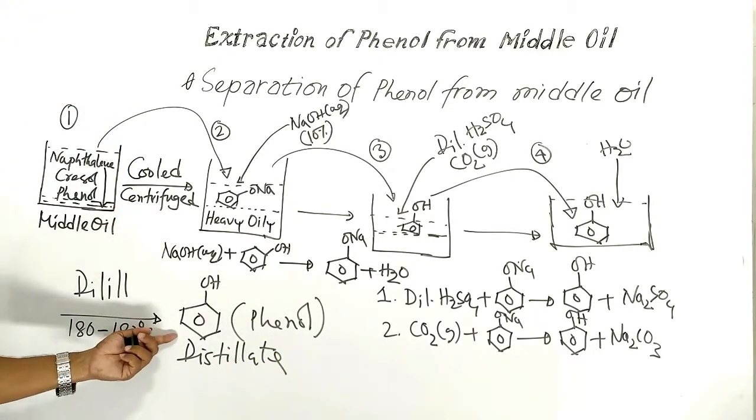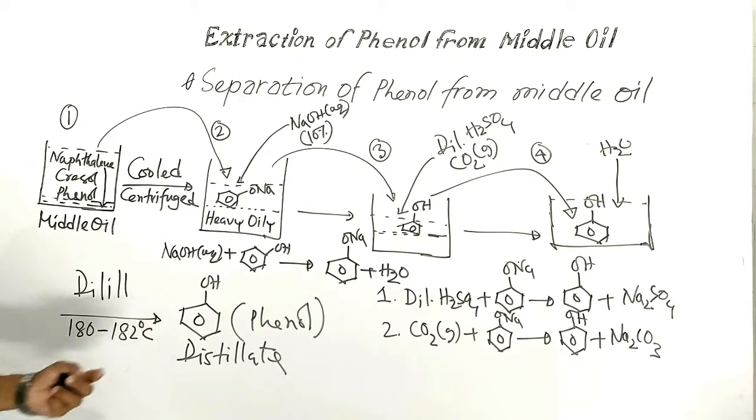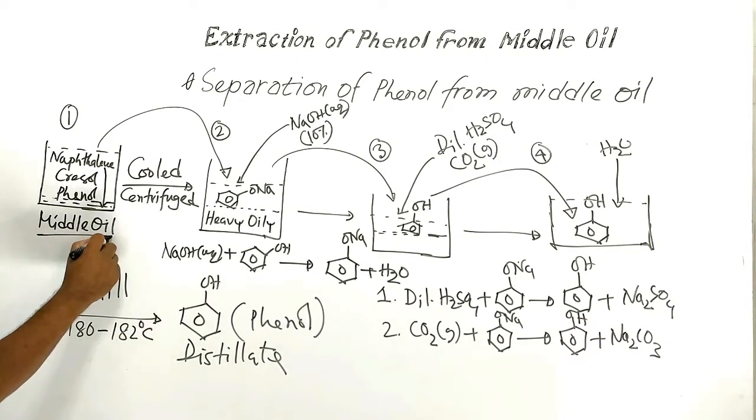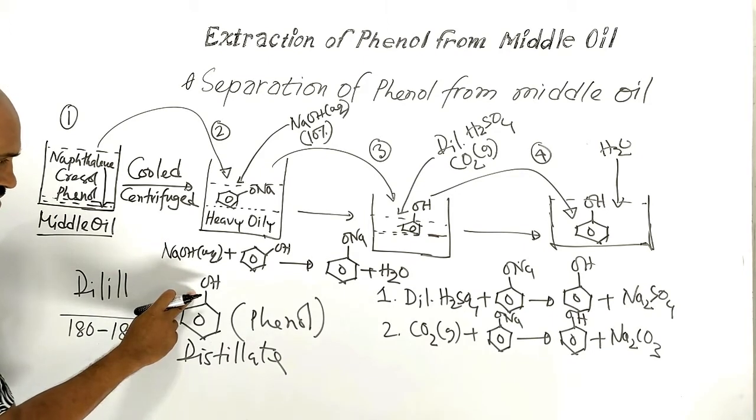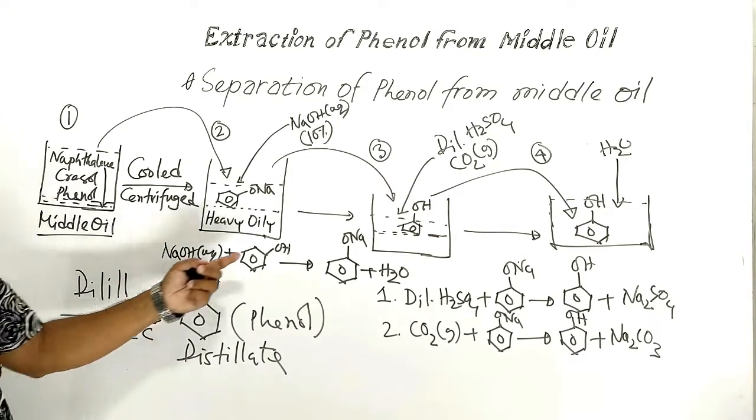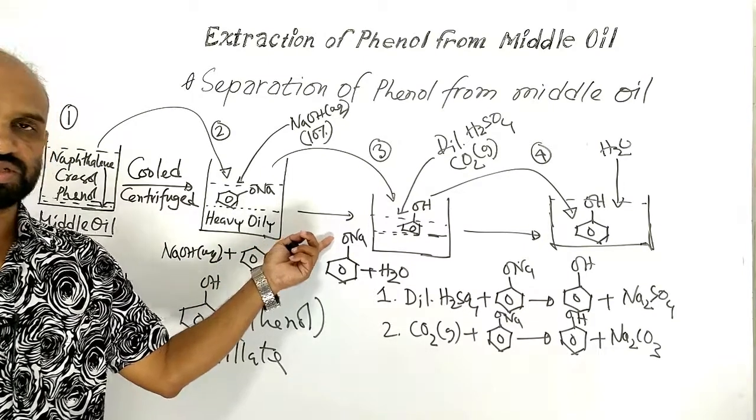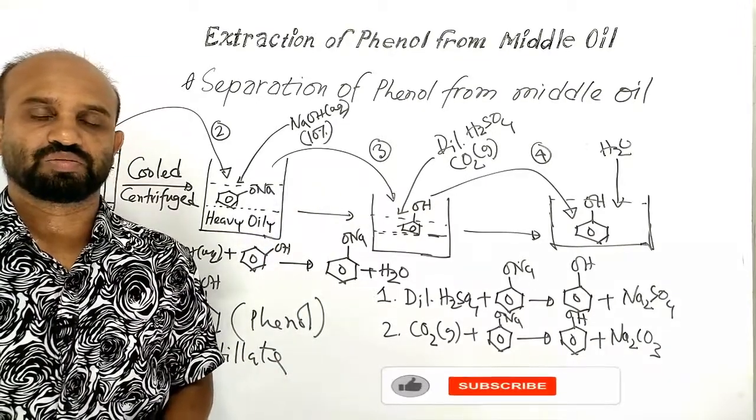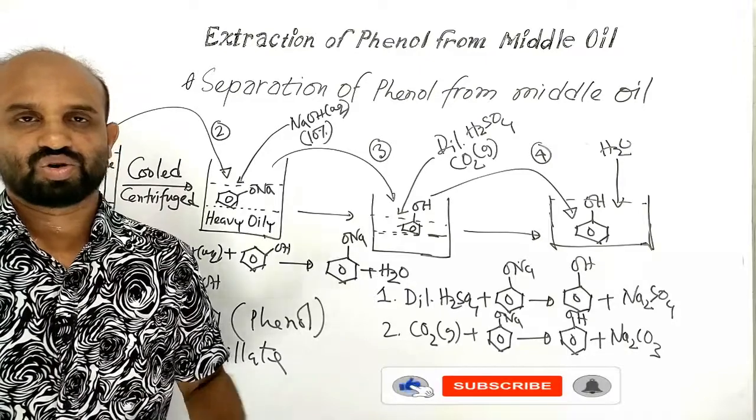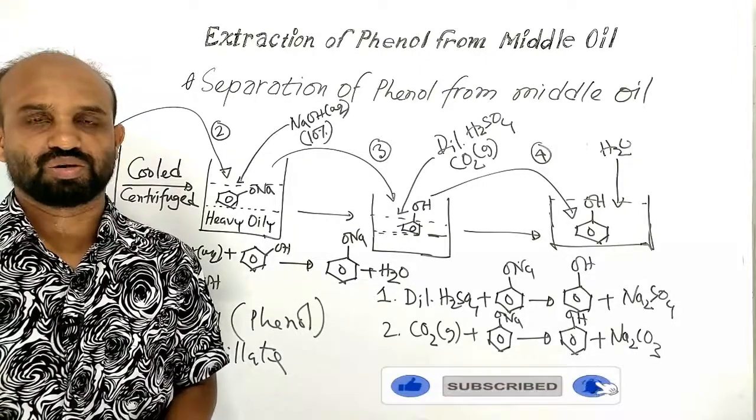In this way, phenol is separated from middle oil that contains phenol. This is separated through some reactions. This is the way by which phenol is separated from middle oil. This is all about separation of phenol from middle oil.